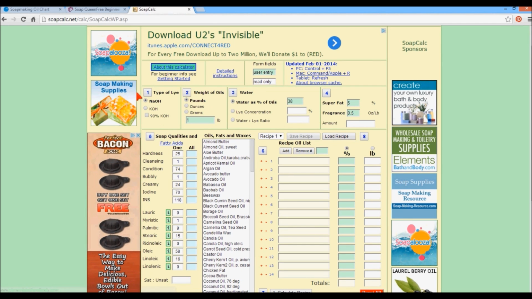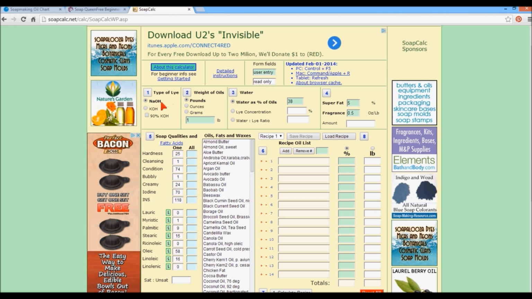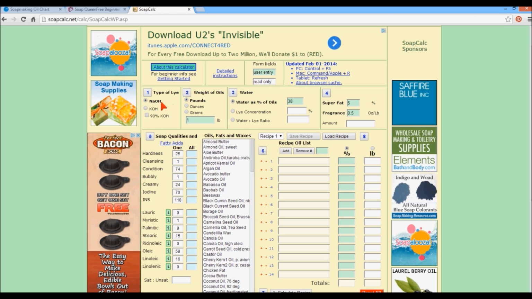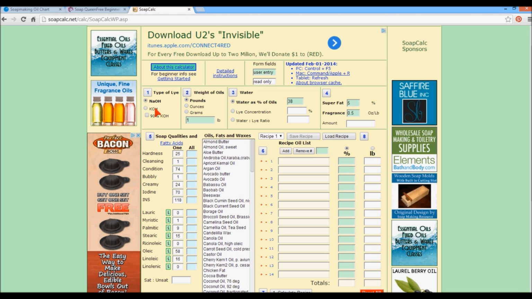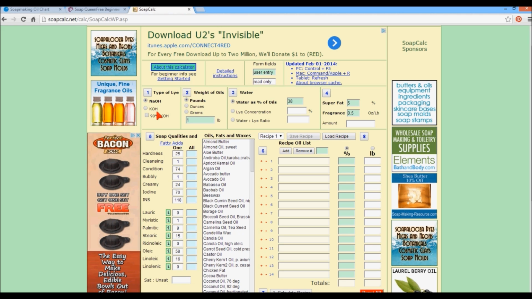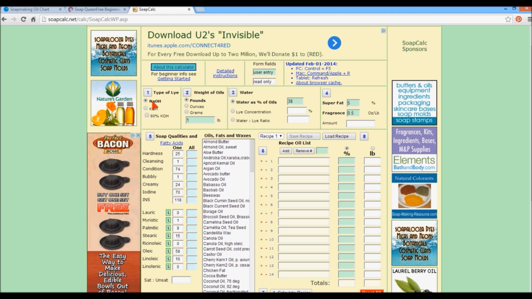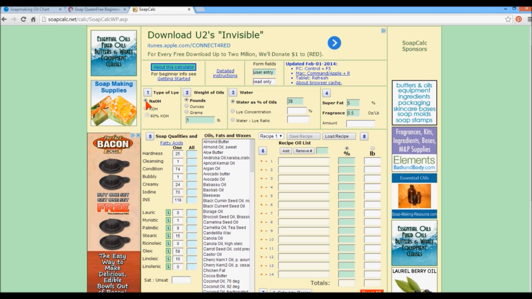The first thing you're going to want to do is check your type of lye. NaOH is sodium hydroxide. That's what we use for making bar soap. KOH is for making liquid soap. You might use a combination of the two if you're making cream soap, or some people make shaving soaps using both. We're just using NaOH for bar soap today.